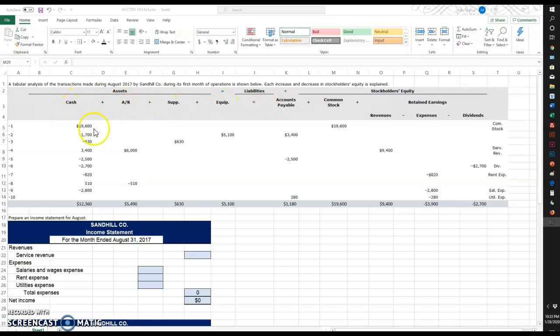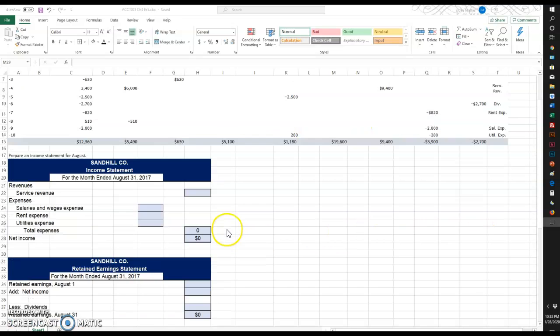So here we have assets: cash, accounts receivable, supplies, and equipment. Liabilities are accounts payable. Stockholders' equity is common stock, and retained earnings, which include revenues, expenses, and dividends. I've went ahead and totaled each of these columns to make it easier for the next part of the assignment. So down here we have all the totals.